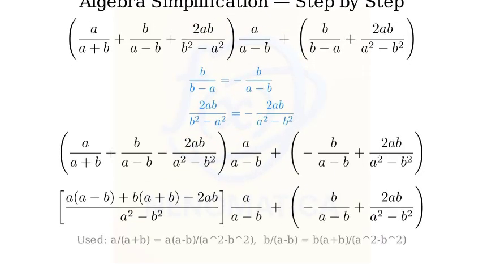A times (a minus b) plus b times (a plus b) minus 2ab. Notice that negative ab and positive ab cancel. We are left with a squared plus b squared minus 2ab, which factors into the square of a minus b.